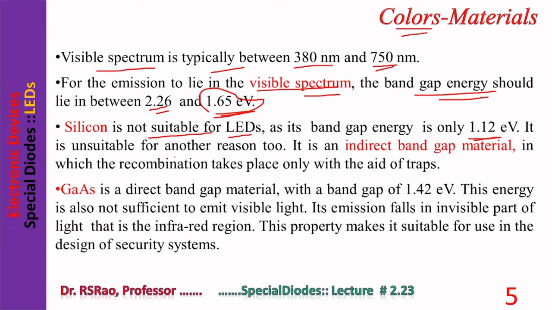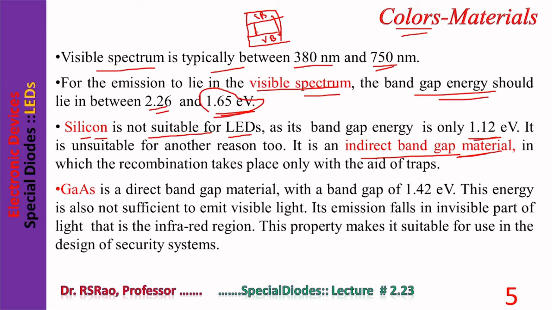Another reason is also there for the unsuitability of silicon. It is an indirect band gap material. What is an indirect band gap material? Consider the energy band diagram of a semiconductor. This is valence band, this is conduction band. When an electron falls from conduction band to valence band, energy gets released, radiation comes out. The energy that is released is equal to band gap energy, at least band gap energy, minimum band gap energy.